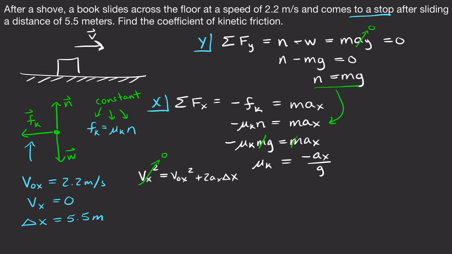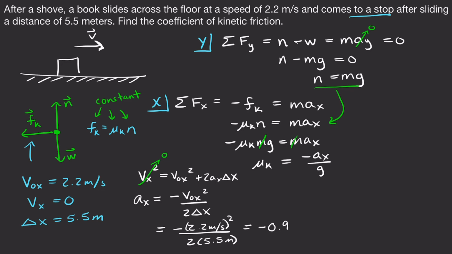My final velocity is 0. And now if I solve for the acceleration, I get minus v naught x squared over 2 delta x. So this is minus 2.2 meters per second all squared over 2 times 5.5 meters. And that gives me an acceleration of minus 0.97 meters per second squared.